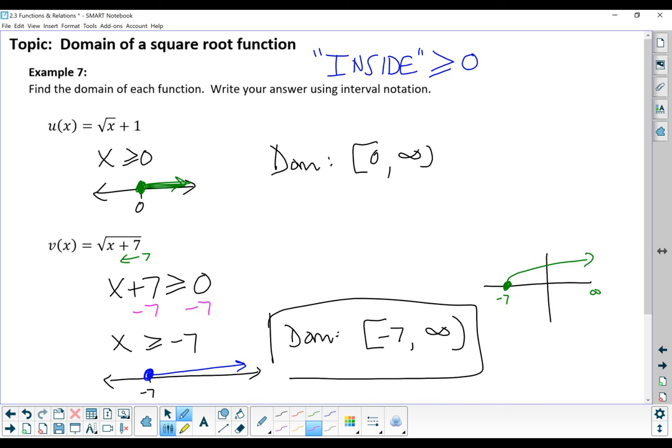Sometimes kids are like, but what about the 1? Well, if we were thinking about the graph, the 1 shifted the graph up 1 unit. So it would have the same domain, 0 to infinity, as the parent function root x because it got shifted up 1, not to the left or the right. So the domain is from 0 to infinity.